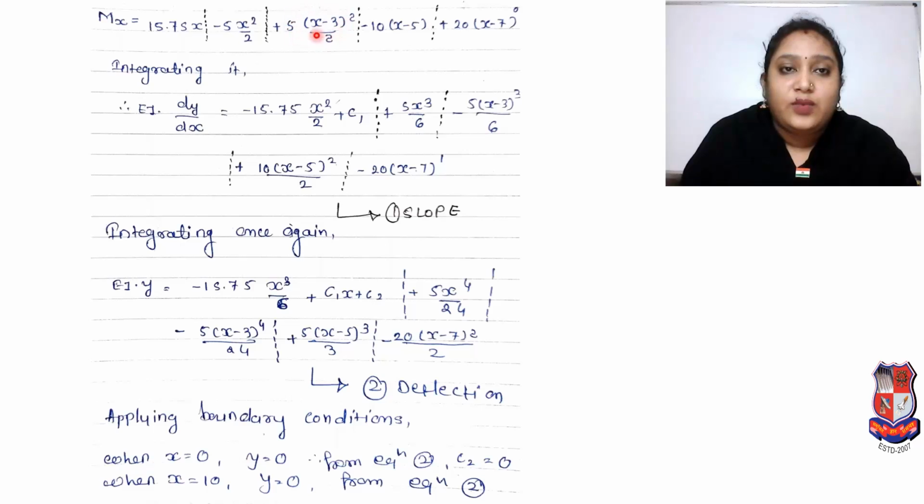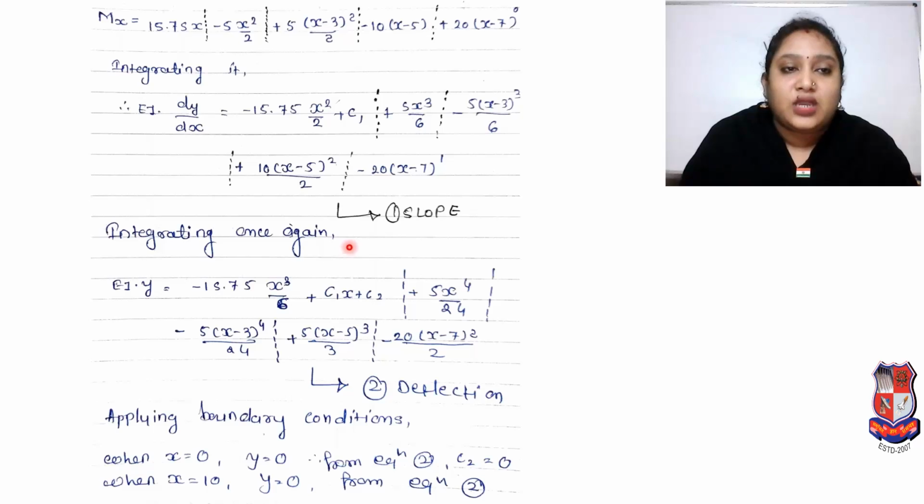Similar thing will be applied over here. So it is minus 5 in bracket x minus 3 whole raised to 3, so here 2 into 3, it is 6. Plus, here minus is there, so minus Mx, so it is plus 10 (x minus 5) square, and that 2 power will be in divide, so it is 2. And in that case here 0 power, so it will be 1, and that positive will be negative, so minus 20 in bracket x minus 7 whole raised to power 1. This is your equation number 1, slope in that problem.